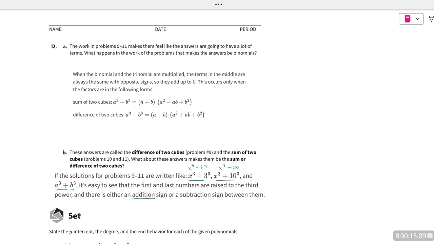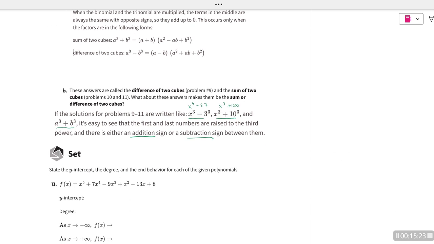So it's either an addition sign or a subtraction sign in the middle, and that's the difference between them. If it's an addition, we use the sum of two cubes formula, and if it's a subtraction, we use the difference of two cubes formula. Okay, let's move on to question 13.